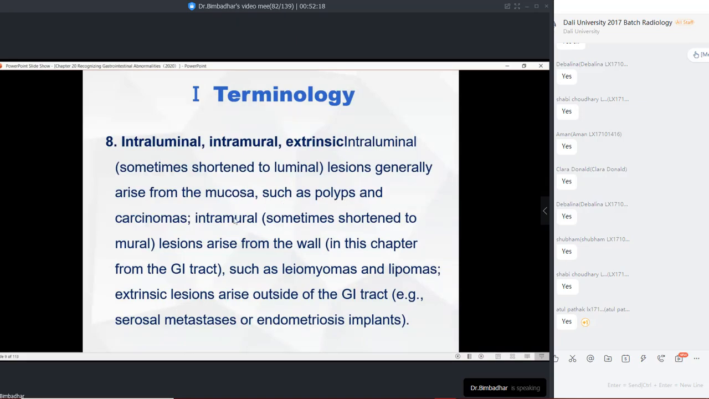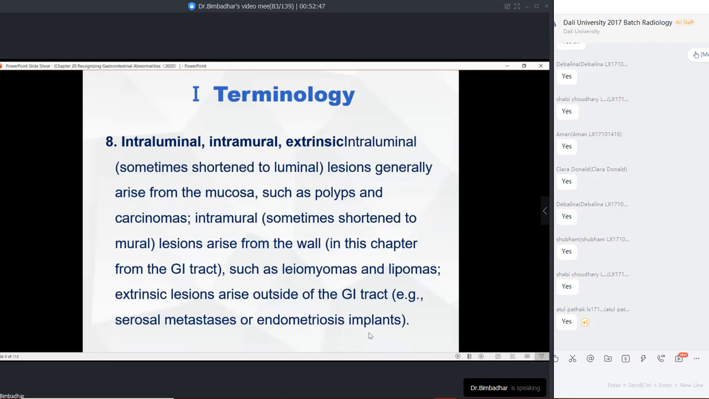Intramural means it is coming out from the wall, from the muscularis layer of the intestines. So it is an intramural lesion. Examples are leiomyoma and lipoma. Then the extrinsic lesions actually arise outside the GI tract. Examples are serosal metastasis and endometriosis implants.